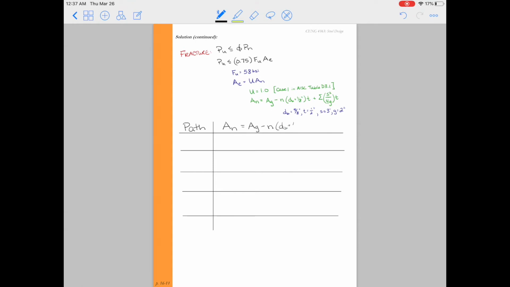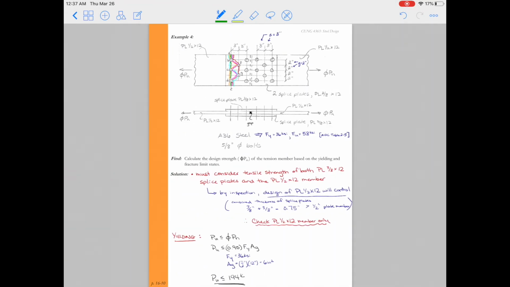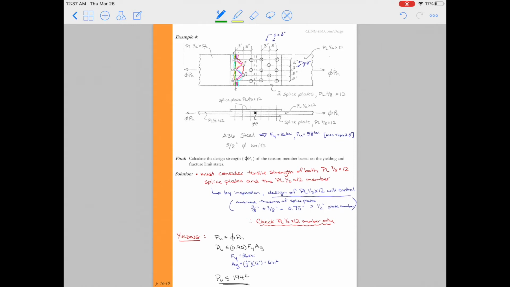Just a reminder of our net section area calculation: it's the gross section area minus the number of bolts that the fracture path crosses in the transverse direction times the diameter of the bolt plus 1/8 of an inch times the thickness of the plate. And then for each diagonal path, we get an s squared over 4g times t term. So we're going to start with the green path, and that's going to be straight across. So that's A, B, C, D, E.